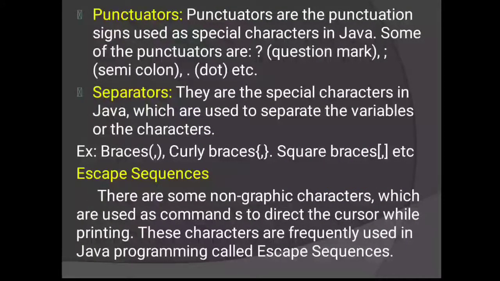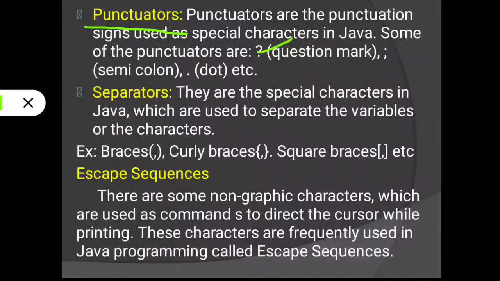Next is punctuator. Punctuators are the punctuation signs used as special characters in Java. Some of the punctuators are question mark, semicolon, dot, etc. When we use any punctuation mark in any statement or anywhere, that punctuation mark is called a punctuator. This question mark we use in the ternary operator.